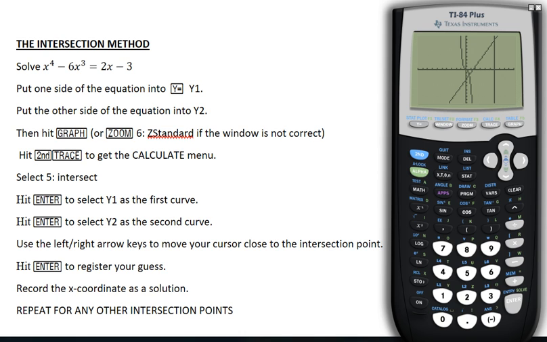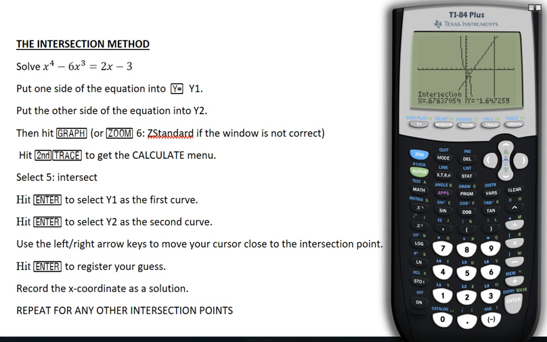So we're going to go back to that same calculate menu that we did before. So second, trace. But this time we don't want number 2, we want number 5. And it says first curve, and up here it says y1. Well, that's our first curve, so we hit enter. It changes to the other one, y2, so we hit enter again. And now our guess, just get it pretty close to that intersection point. Doesn't have to be super close, just closer to this one than it is to the other one. And hit enter. And there is our solution.